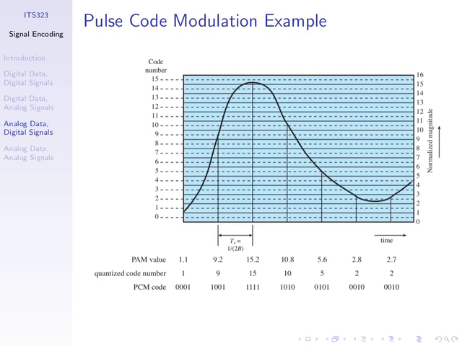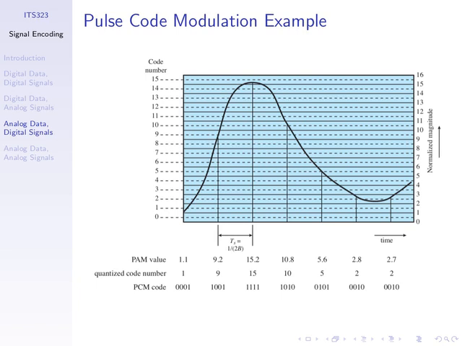So that's referred to as our PAM value, 1.1. We map that to one of our code numbers listed here. So 1.1 is in this level, between here and here, within these two solid lines. So we map that to code level 1. This is the first level, the second level, but we start at 0. So this is level 0, level 1, level 2, level 3, up to level 15. There are 16 different levels. So this sample with a PAM value of 1.1 gets a code number of 1.